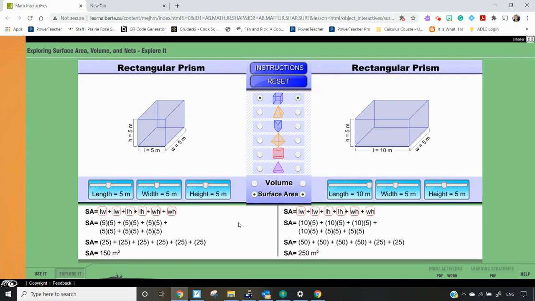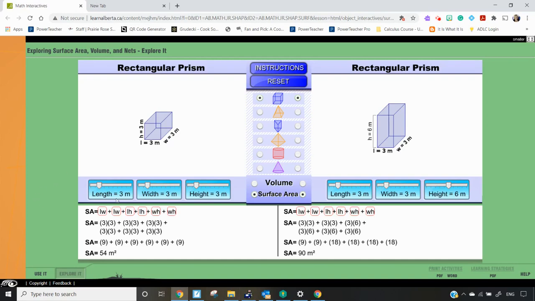Now that's based on those specific measurements. If I wanted to change my dimensions here, I've got 3 by 3 by 3 and then 3 by 3 by 6. Notice now 90 minus 54 is not 100, but it's still been changed based on our dimensional changes. So we've got 90 minus 54 is 36. And let's take a look at why that happened. So we have 3 by 3 and 3 by 3, but now our 3 by 3 has become 3 by 6. So instead of 9, we have 18.